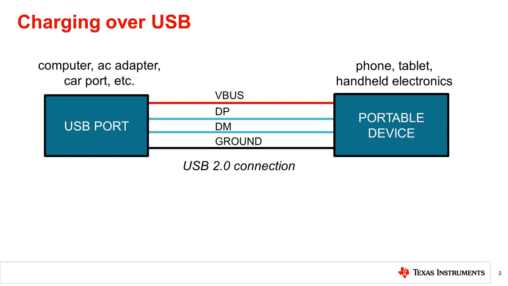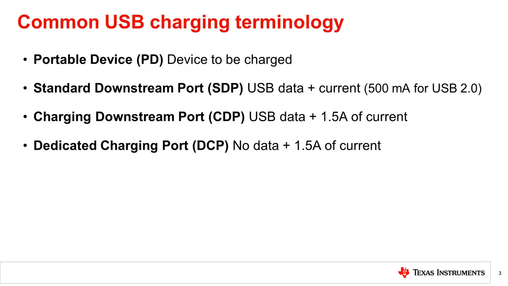A USB 2.0 connection consists of a V-bus, typically 5 to 5.5 volts, the data lines, DP and DM, and the ground. First, let's discuss some common terms used when talking about USB BC 1.2. Portable device, or PD, is any device that can draw charging current and connect or enumerate on USB 2.0.